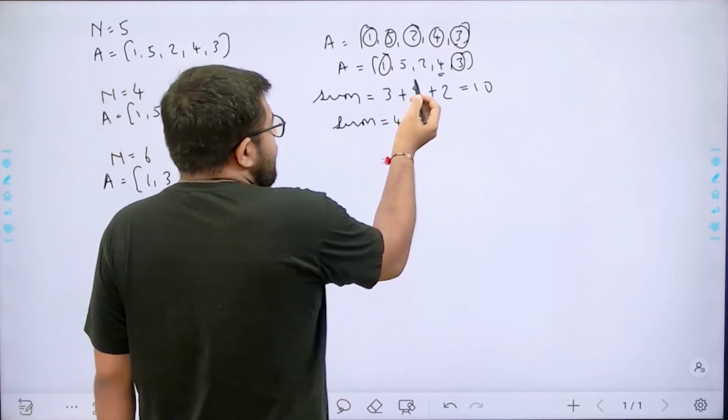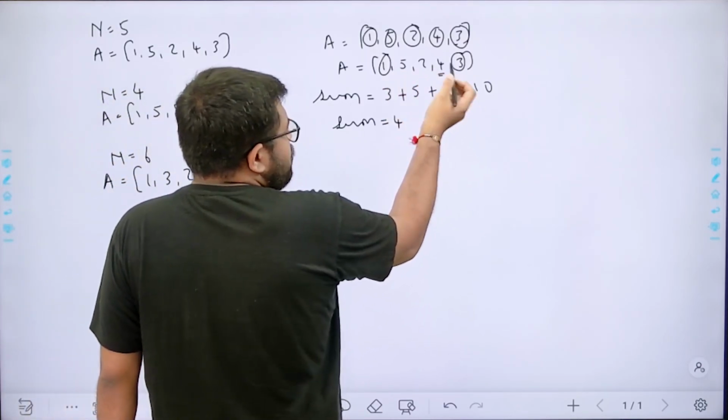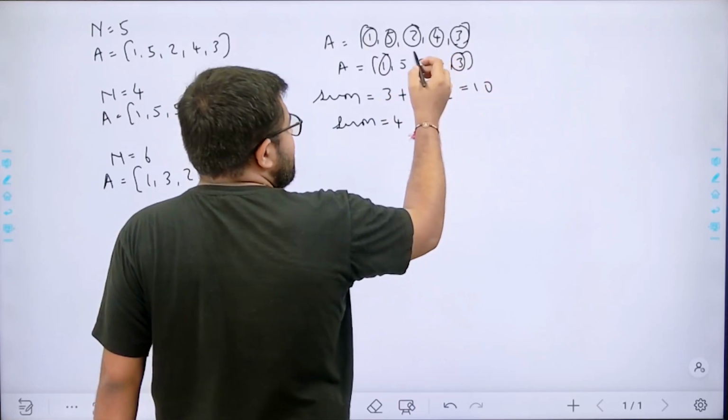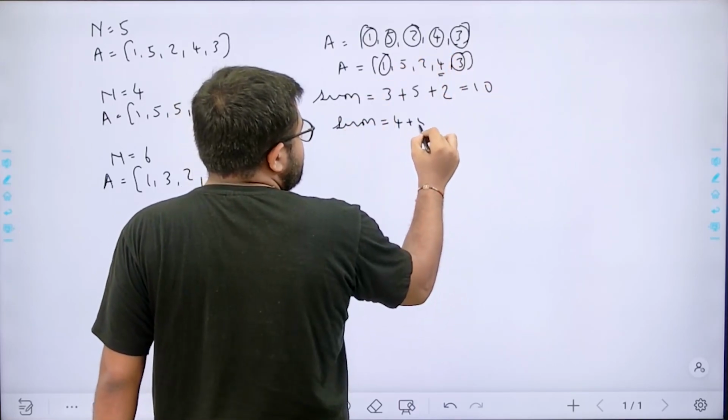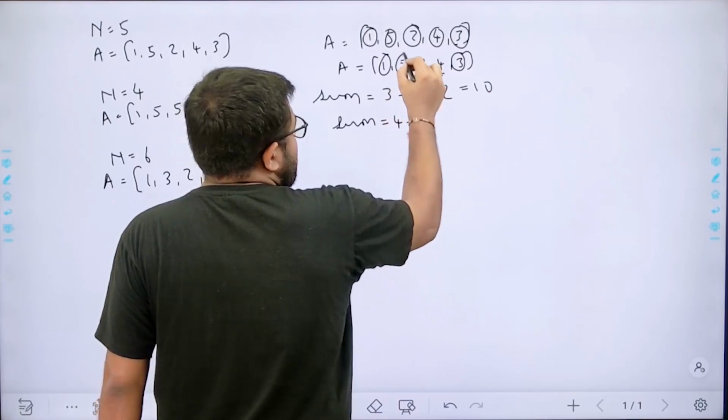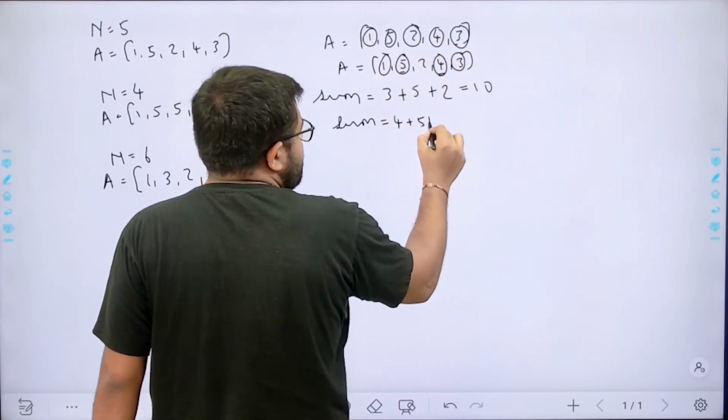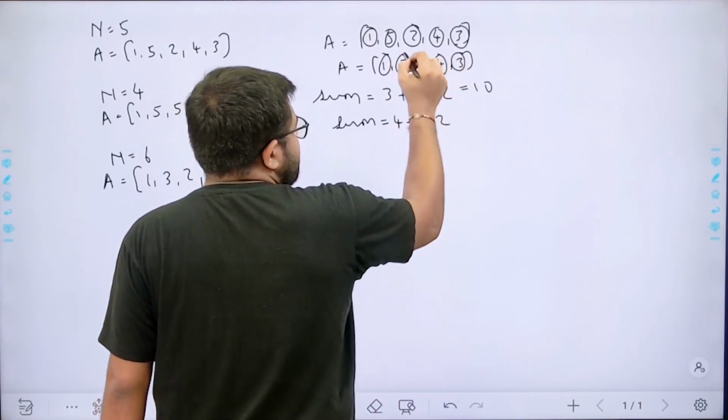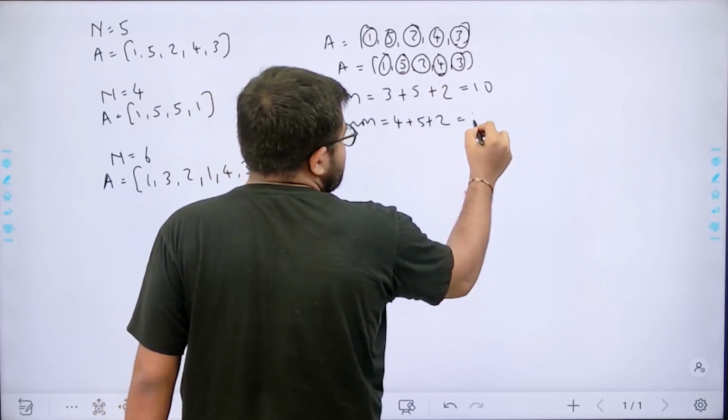Now the remaining is 5, 2 and 4, but 4 cannot be selected again. So let me select 5. Now 5 and 4 will be removed. Now only 2 is left. So I selected 2 and that will also be removed. The array will become empty and this will give me 11.